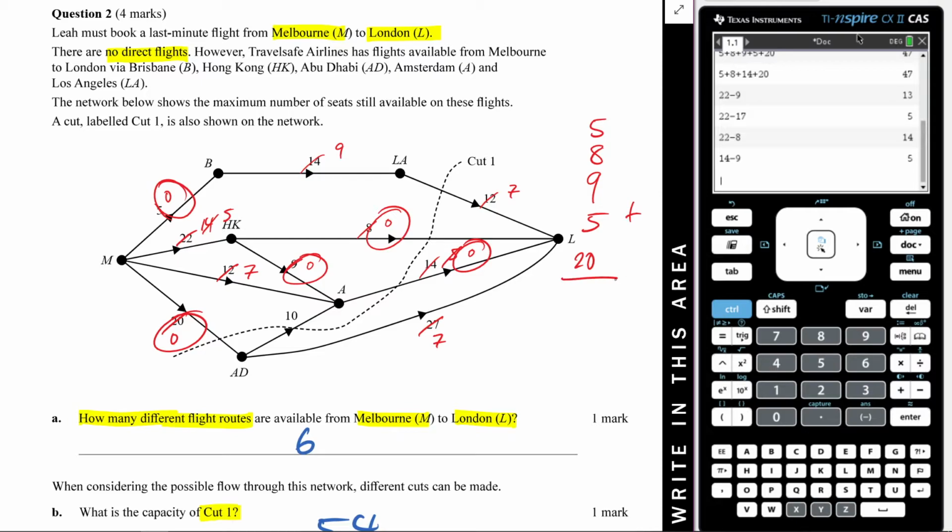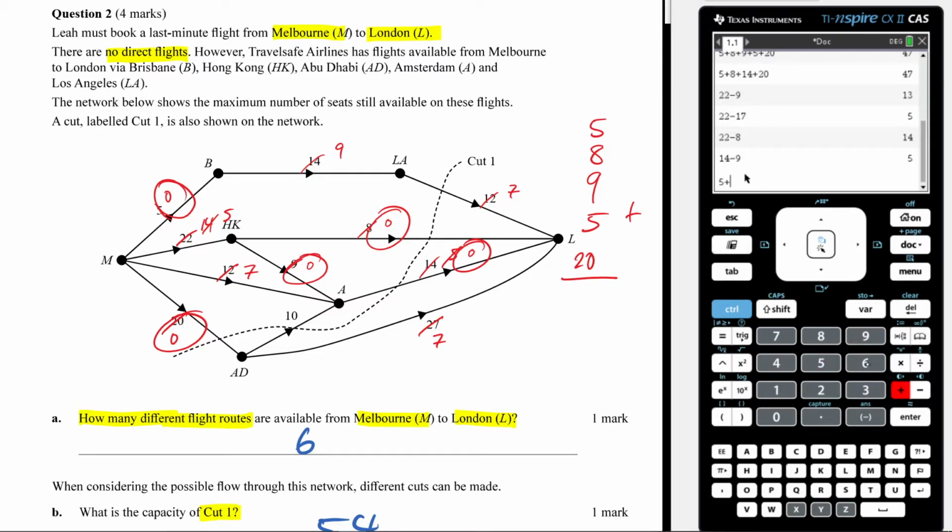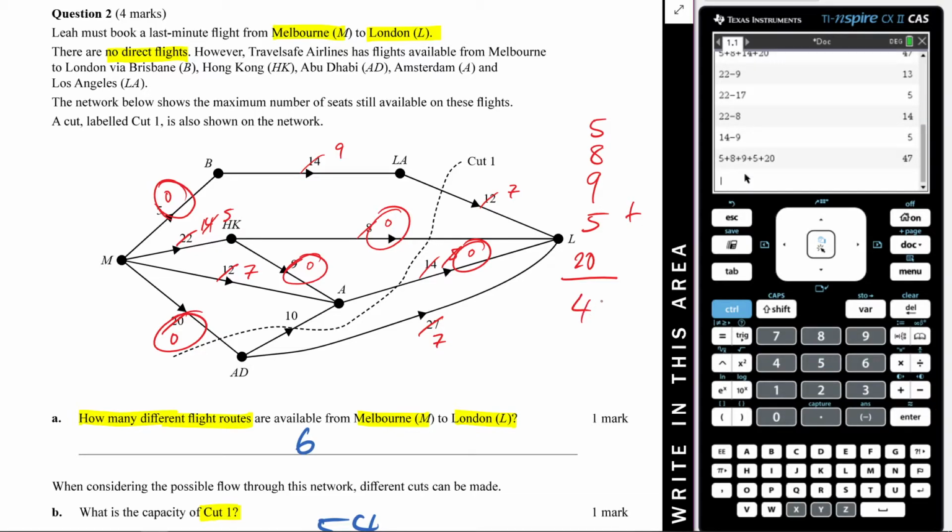Now, if I add together all of these, I'm going to end up with 5 plus 8 plus 9 plus 5 plus 20, which is going to be 47. So that means my maximum flow is going to be 47. But before you actually write that in as your answer, it's always a good idea to see if you can find where that minimum cut is going to be. Remember, the alternative way of doing this is just trial and error. Where all the zeros are is an indication of where a good cut would be.